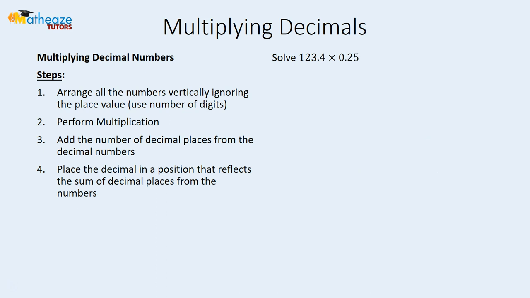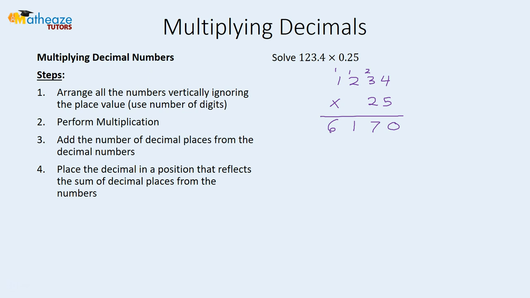Another example, 1234. I'm going to use the method a different way. I'm not going to put all the zeros that are in the decimal. So I'm just going to put 2, 5 here and multiply. 4 times 5 is 20. So we have a 2 here. 3 times 5 is 15 plus 2, 17. 2 times 5 is 10 plus 1, 11. 1 times 5 is 5 plus 1, 6.